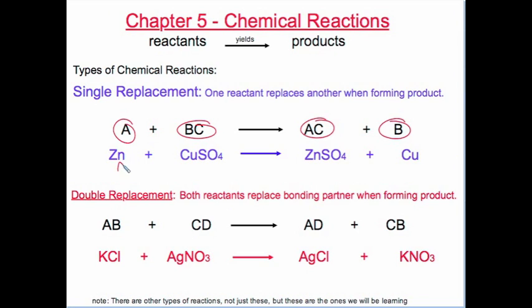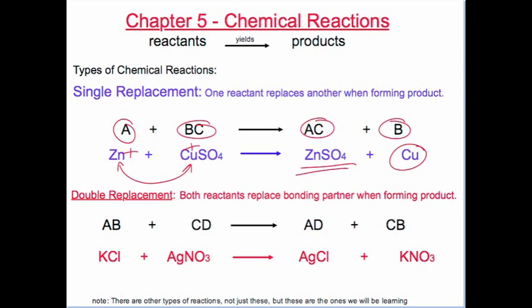You can see that the zinc bonds with the SO4. The zinc kicks out the copper and bonds with the SO4. We can figure out which one is kicked out because zinc is a metal, that's the positive ion. Copper is also a metal, so the positive replaces the positive.